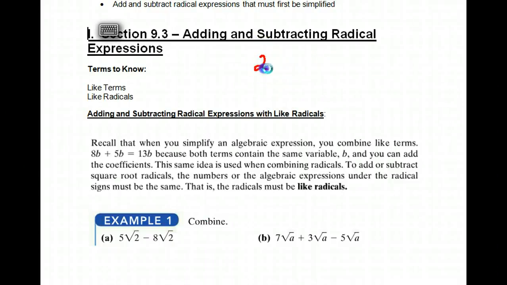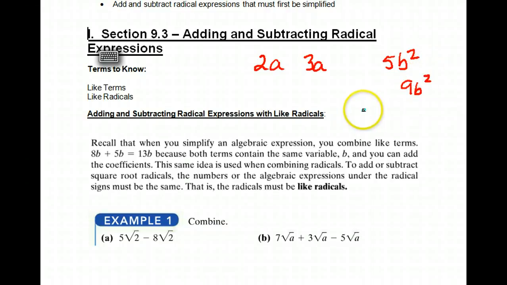For example, 2a and 3a. Those are like terms because a and a are the same. If I have 5b squared and 9b squared, those are like terms because the b squareds are the same. If I have 6xy squared and 7xy squared, those are like terms because the variables and exponents are identical in those terms.